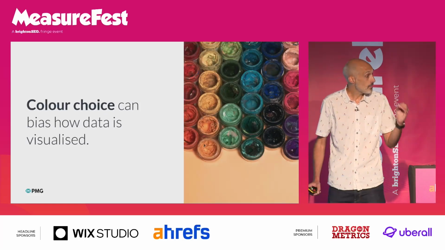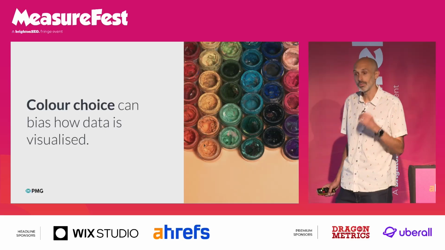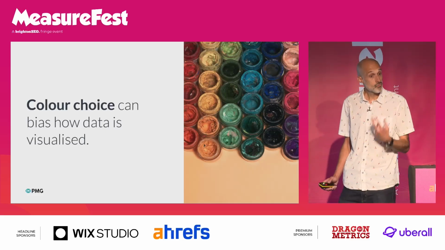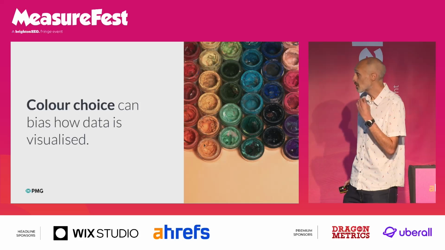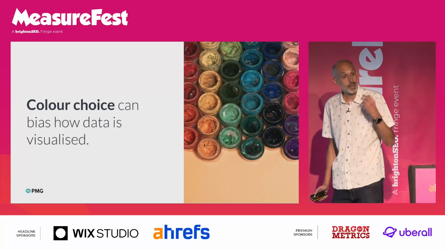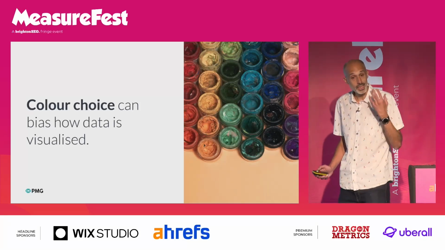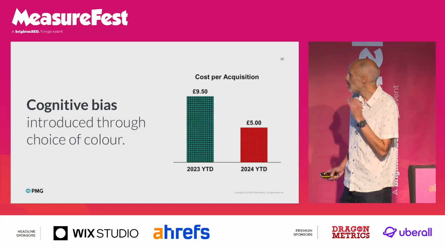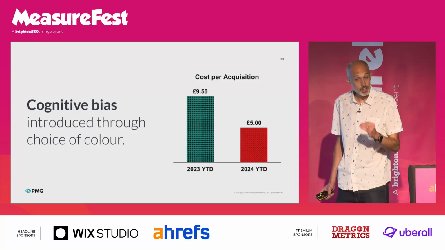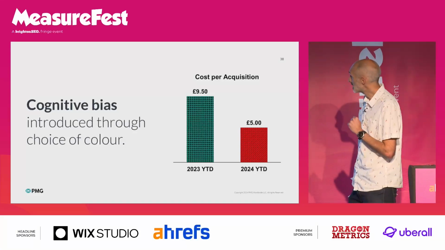Color choice can also bias how data is visualized. We rely, for example, heavily on color by association. So we associate green with positive and red with negative. When used correctly, that can be very powerful in creating a cognitive shortcut to aid visualizations and insight. However, when used incorrectly, it adds confusion and adds bias, as we have in this example.